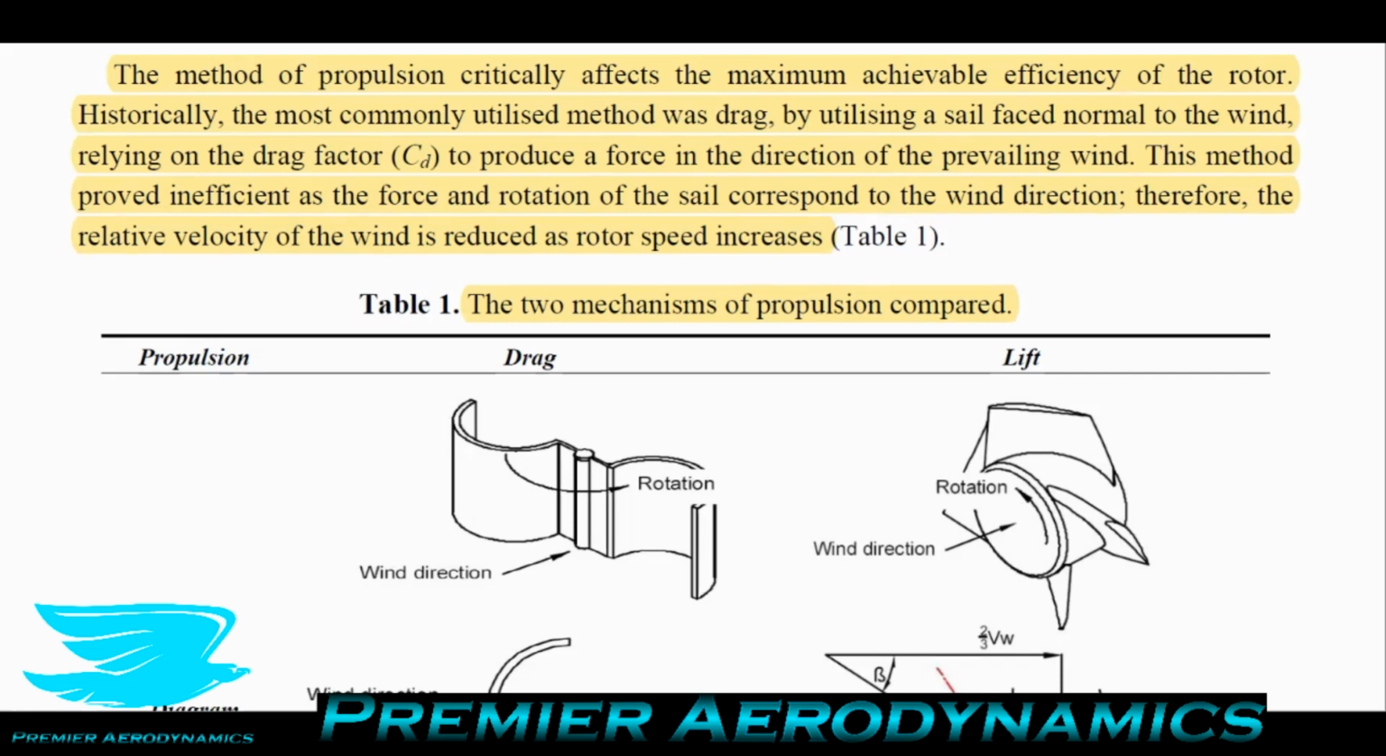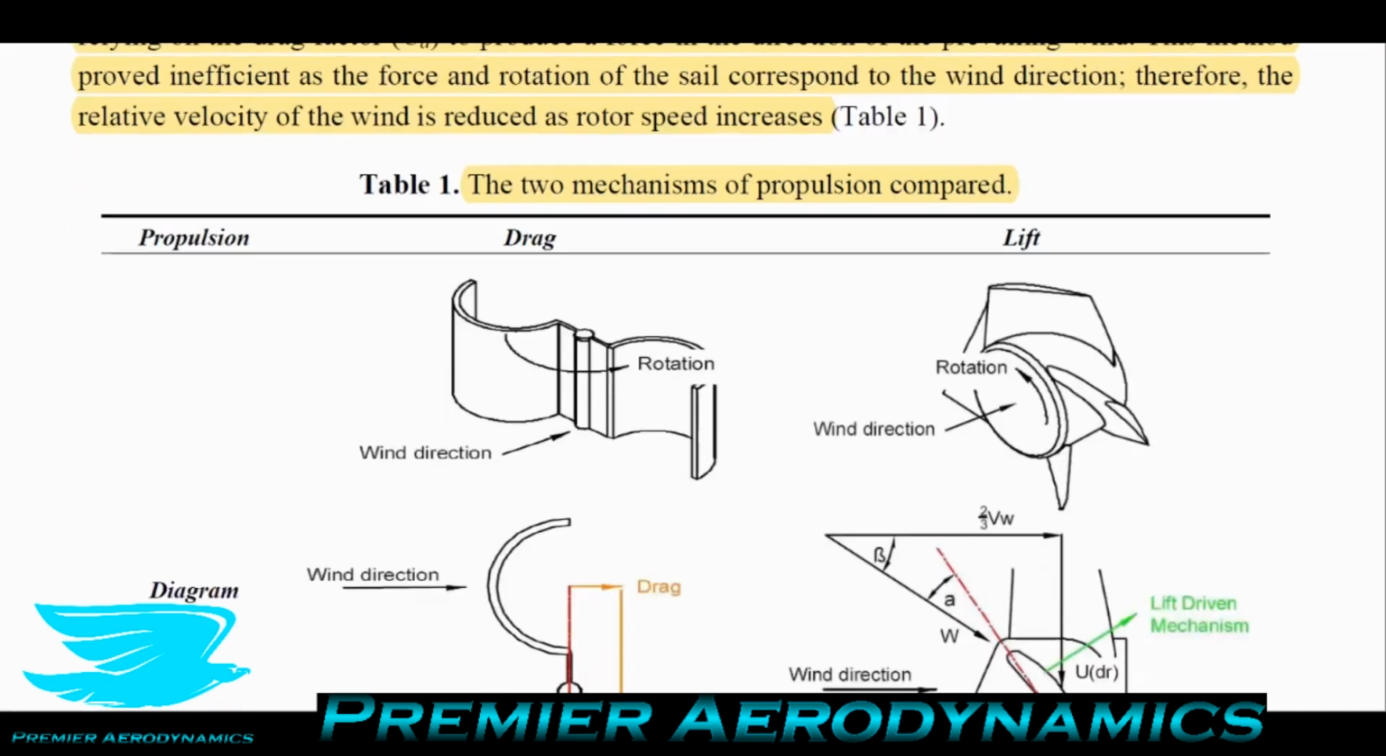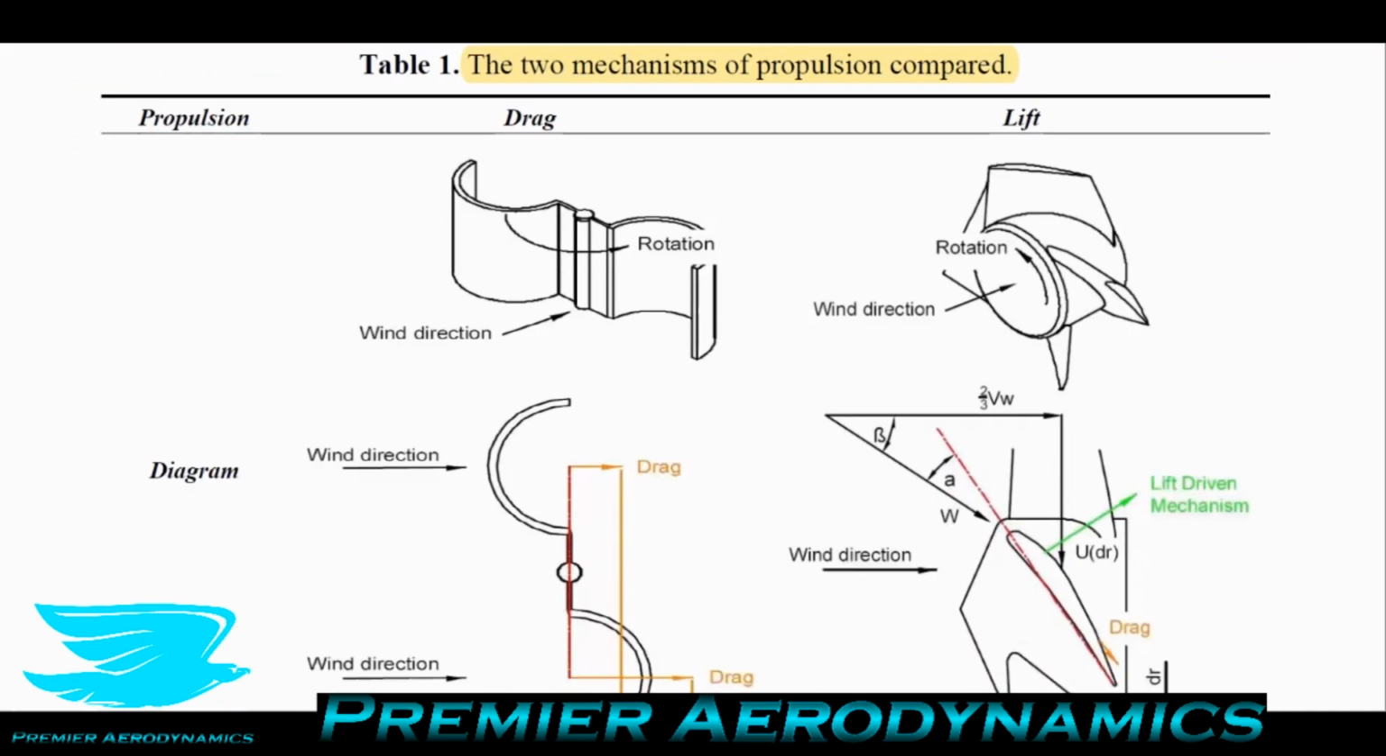They say historically this was used by facing a sail normal to the wind, and they rely on the drag coefficient to produce a force in the direction of the prevailing wind. This method is inefficient as the force and rotation of the sail correspond to the wind direction. Therefore, the relative velocity of the wind is reduced as the speed increases. What that means is, as the speed of this wind turbine increases, the flat plate facing the wind is now moving quicker, and it's matching the wind velocity. So the drag reduces, and you can't go faster. If you were to go faster than the wind, you'd actually be imparting energy to the wind, which is the exact opposite of what a turbine does. That's why you can't increase the velocity. There's a very strong ceiling there.